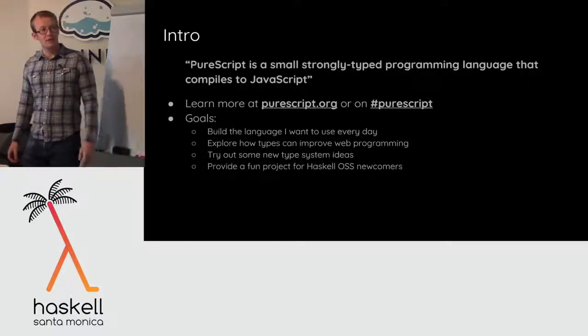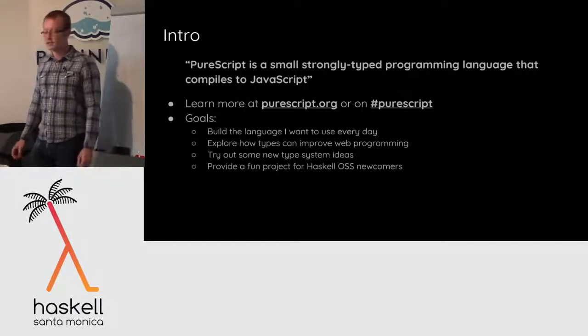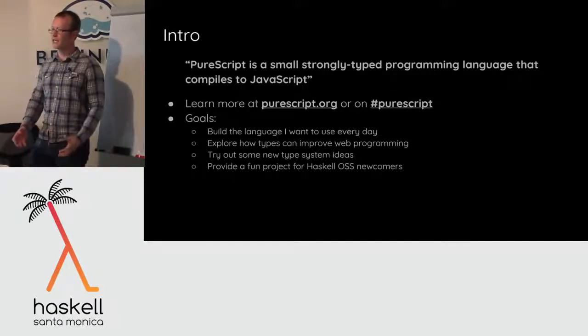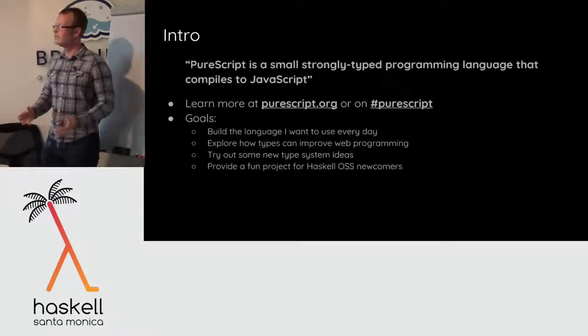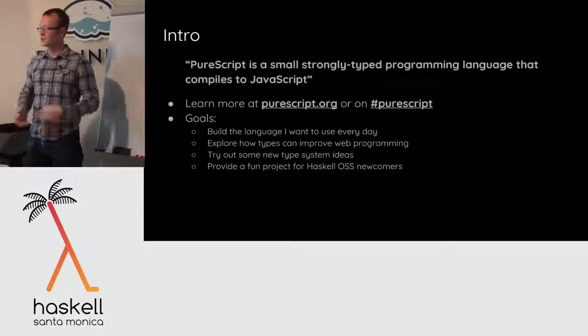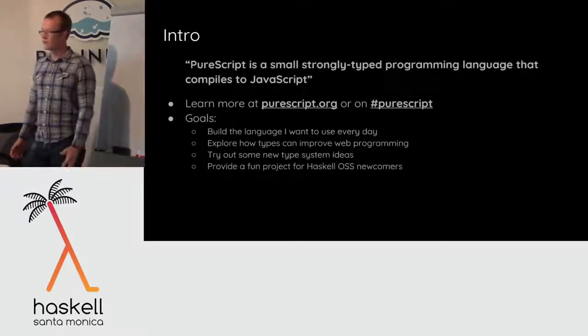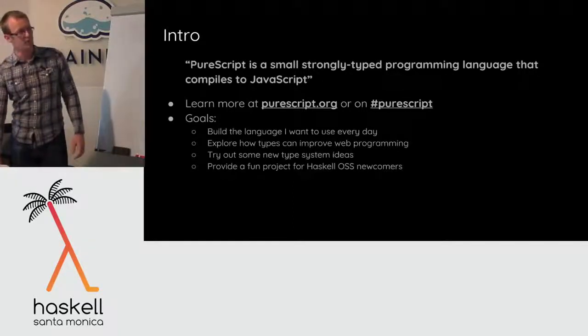To explore how types can improve web programming was one of the goals, to try out some new type system ideas. One of the stated goals of GHC is that it should be a playground for new type system ideas, that researchers should be able to take their new idea for a lazy, compiled, strongly typed functional language and just add it to GHC and see how it works. So I wanted a similar sort of thing for PureScript, where if you knew how to build a Haskell project, you could just try something out and make progress with ideas really quickly.